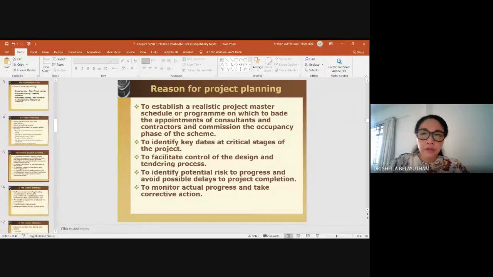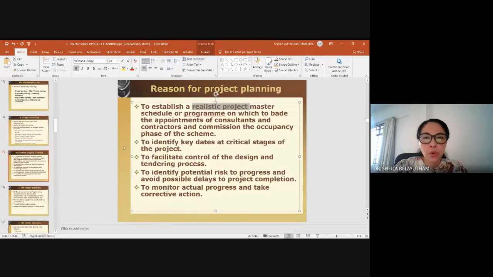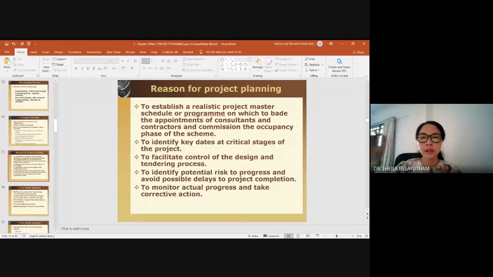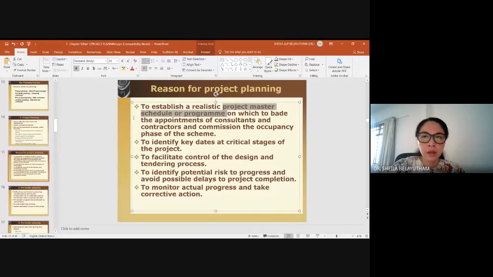Okay. Reason for project planning. Obviously, when we have a plan, we want to establish a realistic project master schedule. Why is it a master schedule? Because the contractor and the consultant will base their planning on your master schedule. If you have a wrong master schedule, you will pass the wrong information on to the consultant and also the contractor. So to establish a realistic project master schedule, in which the appointment of consultant, contractor, and also commission of the occupation, to identify key dates at critical stages to facilitate control of the design and tendering process.